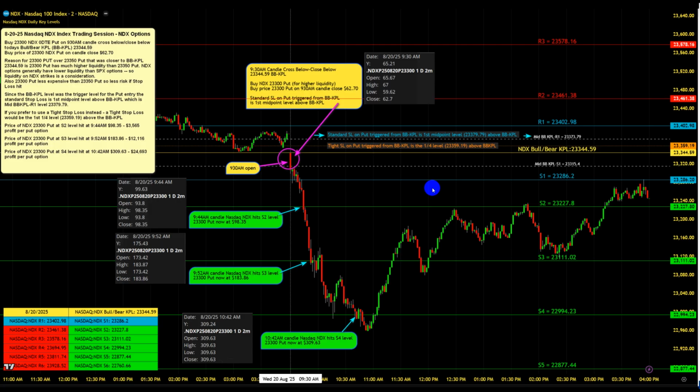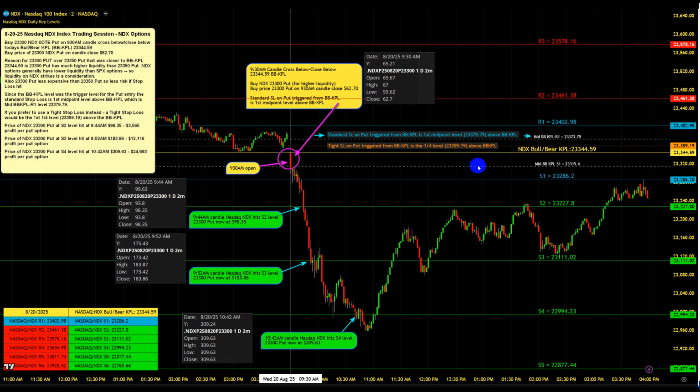Hello, today's video we're going to be looking at the NASDAQ NDX Daily Key Levels Indicator from Day Trading GPS. Okay, so on the chart we have the NASDAQ NDX Index. So this is the main index for the NASDAQ Index that opens at 9:30 a.m. Eastern New York time each trading day.